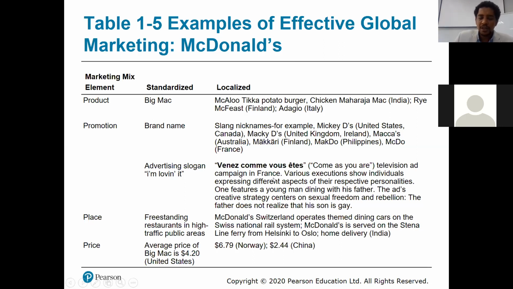So the point, and also the price, by the way. So the price of one McDonald's Big Mac in Korea is different from its price in the US or in Europe, right? So for example, here, the standard price is $4.2 in the US, but if you go to Norway, then you find it at $6.79. In China, $2.44. Okay, so the price itself could also be localized.